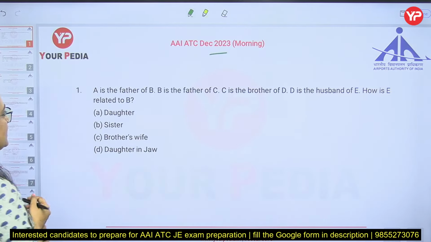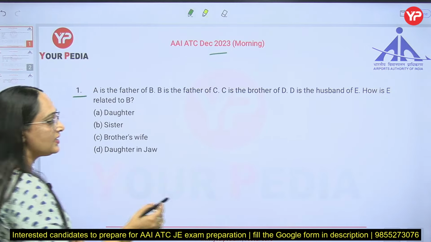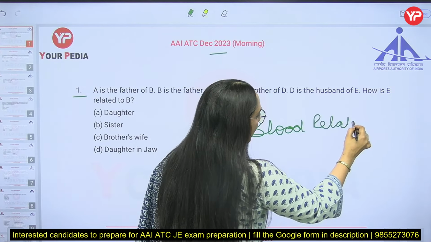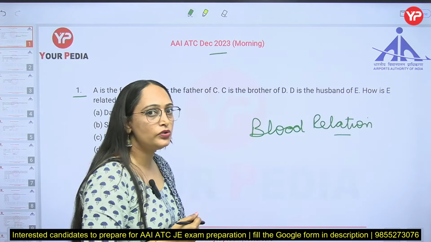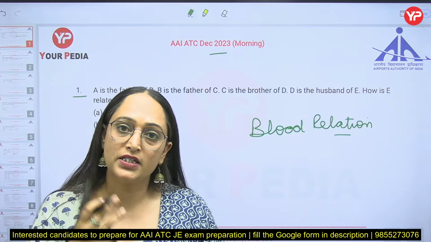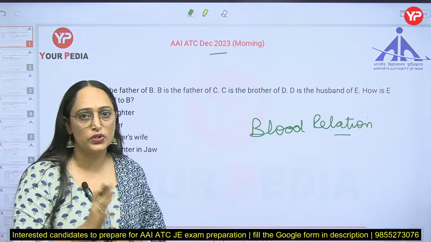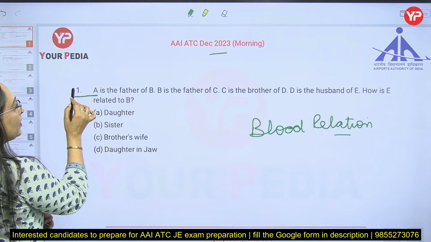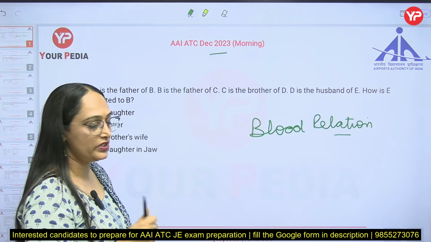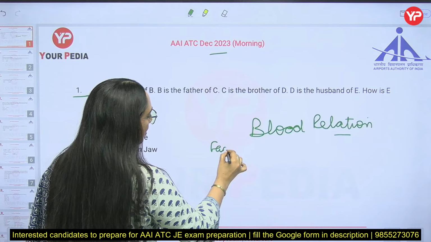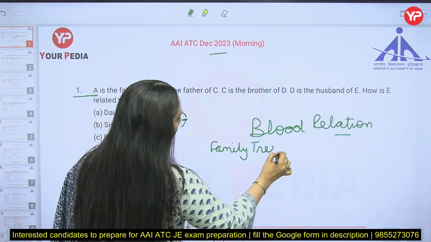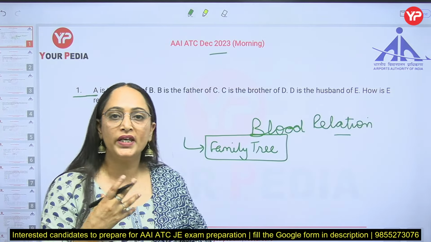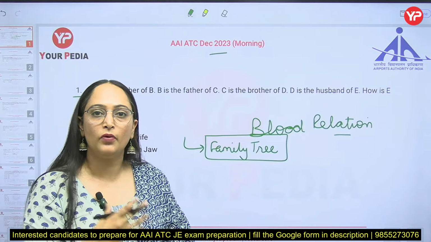Let's start. First question is from blood relation. Blood relation is a very important topic if you are preparing for any exam. One or two questions from blood relation are always there. This question is very easy. We use a family tree in blood relation. Let me tell you what a family tree is and how we can draw the question with the help of a family tree.